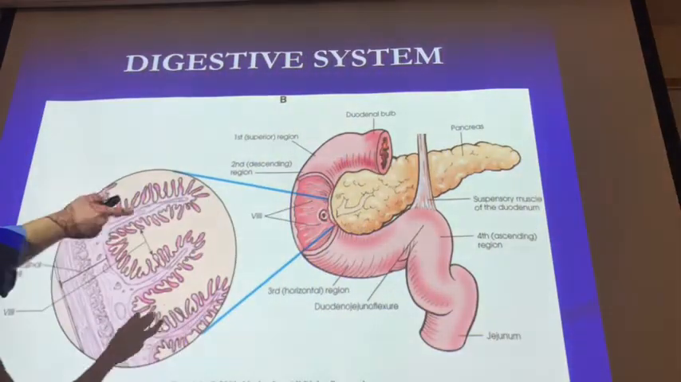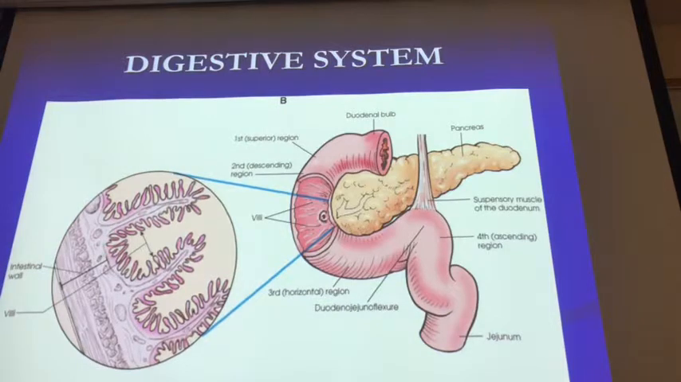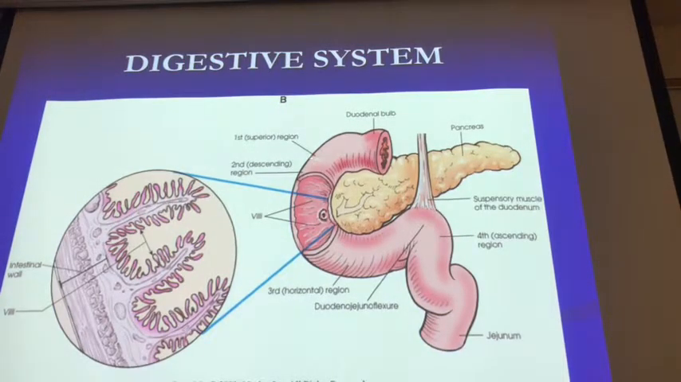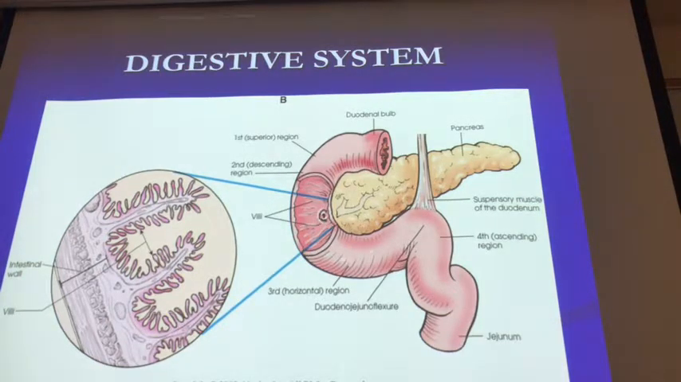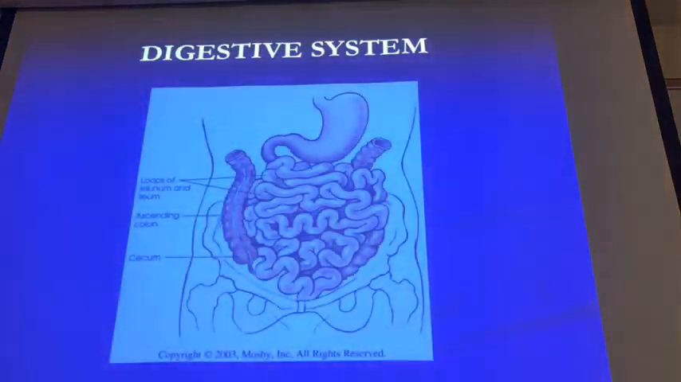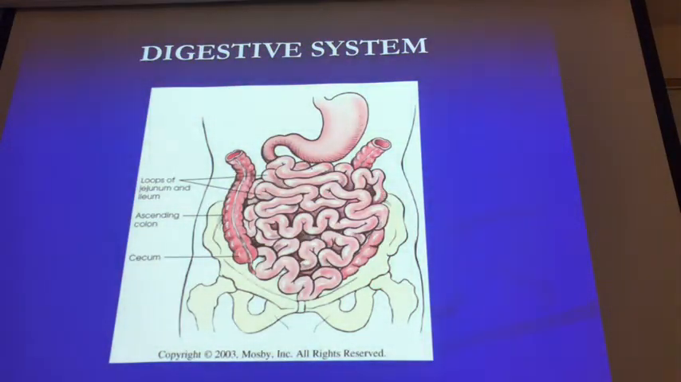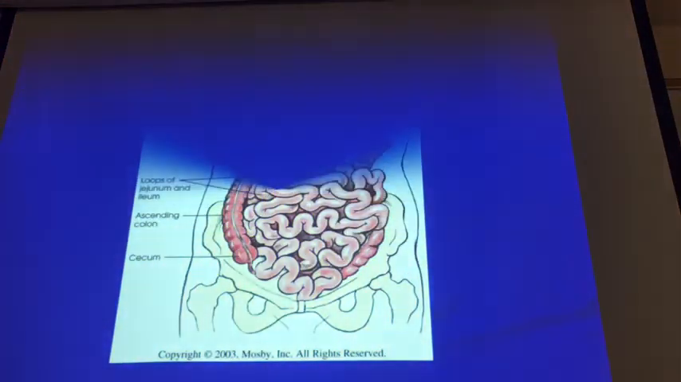Okay, a few more things. Here's the duodenal bulb. Here's the curvature. Okay, that's it. Then you have the small intestine. And when we look at radiographs, I'm going to show you radiographically how you can tell the difference between the different parts of the small intestine. But I have to show you that.